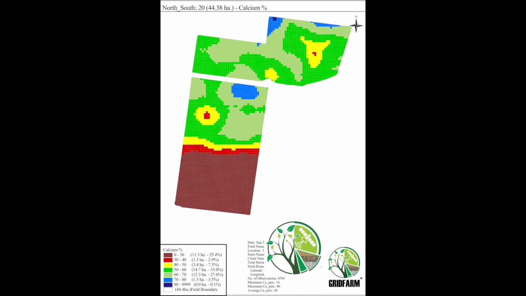The next map we look at is a calcium percentage. That lower section is obviously still very deficient in calcium. But interesting, we've got some areas turning blue on the map, showing nearly excess calcium levels. So we do need grid sampling and variable rate application to actually fix these variabilities and give the trees optimal growth.